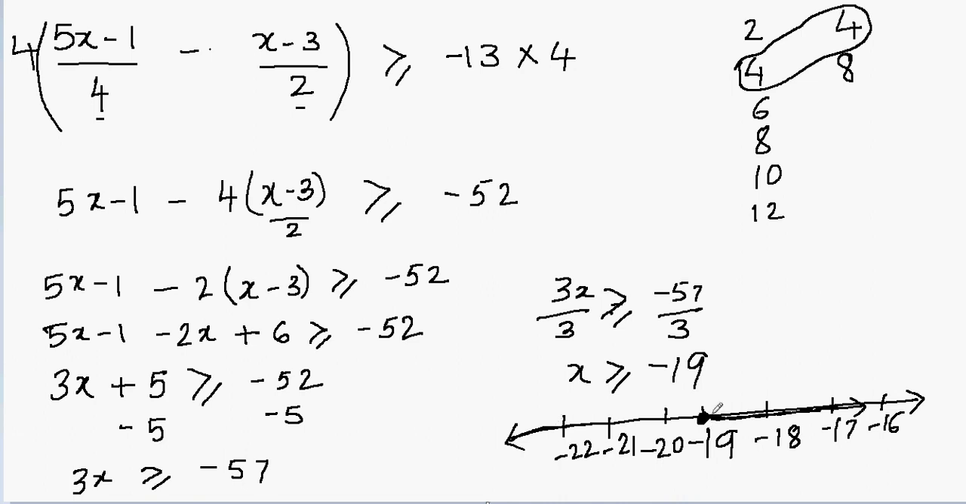So again, how do you solve it? You have to see whether the point where you're starting, the beginning point, is a part of your solution or not. If it's a part of your solution, you have to make a closed circle. If it's not a part of your solution, you won't make a closed circle. You will make an open circle that time.